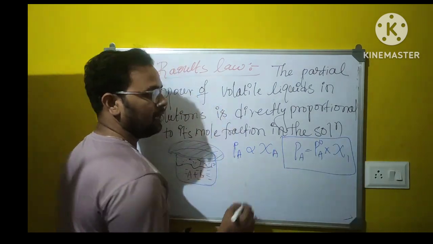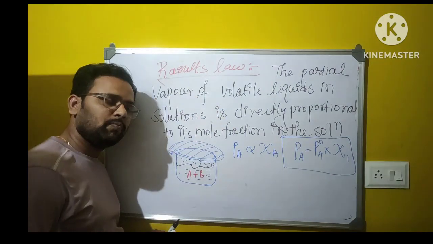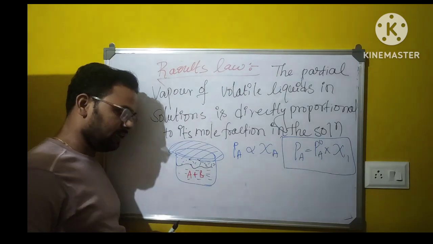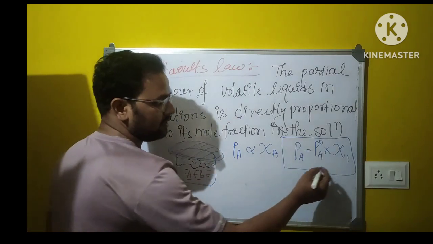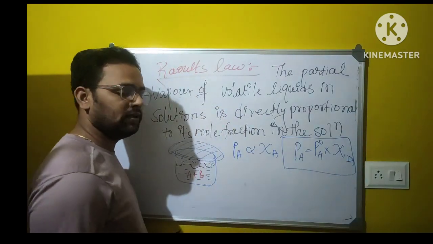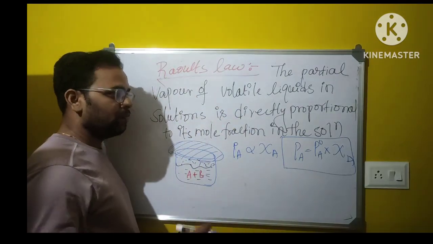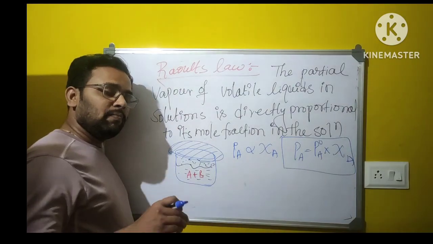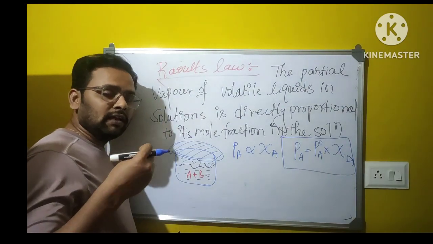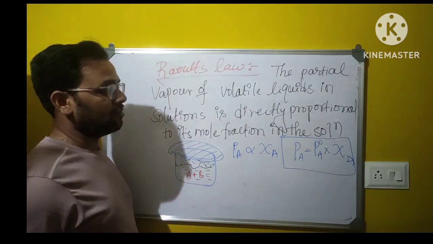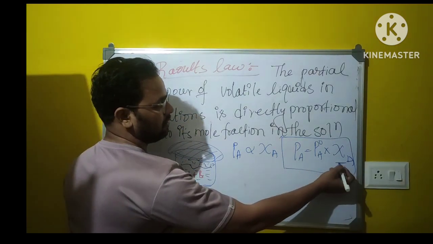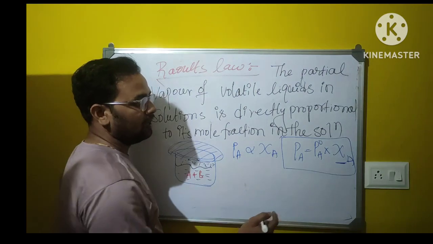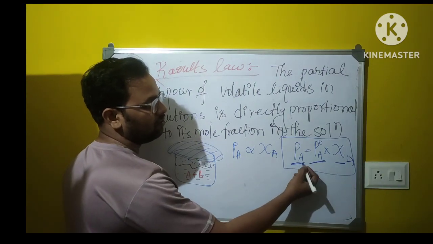Here Pa is the partial vapor pressure of liquid A in solution. Xa is the mole fraction of liquid A in the solution. Pa naught is the vapor pressure of liquid A in pure state. When the mole fraction of liquid A is equal to 1, at that time Pa naught is equal to Pa.